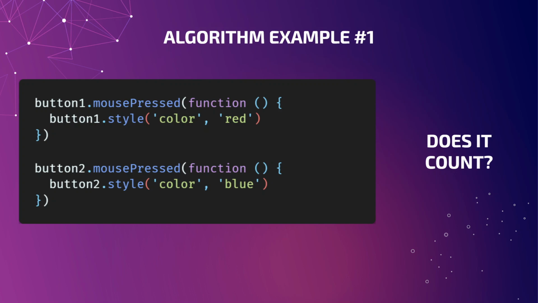So in this case, somebody wrote a program, or an algorithm they submitted, and it says button 1, mouse pressed. We have a callback function here, an unnamed anonymous function that simply sets the button 1 style to red, and if somebody clicks on button 2, it sets that to blue. So it's just modifying the properties or attributes of those buttons. Does that count as an algorithm? No, it does not. This does not count because this is just changing properties.